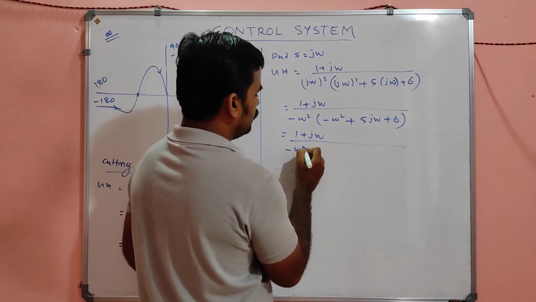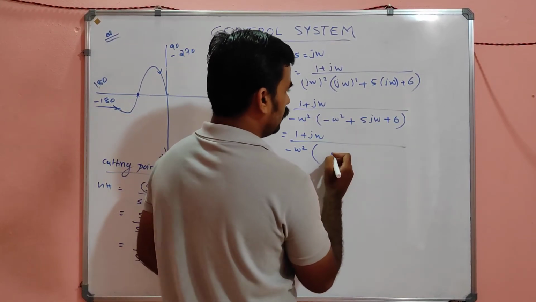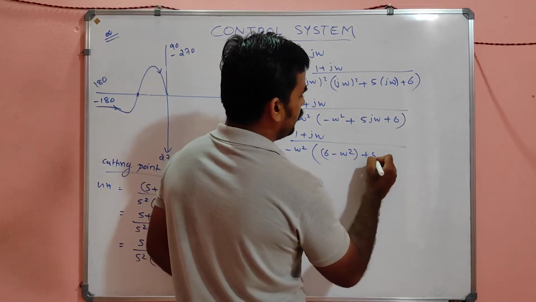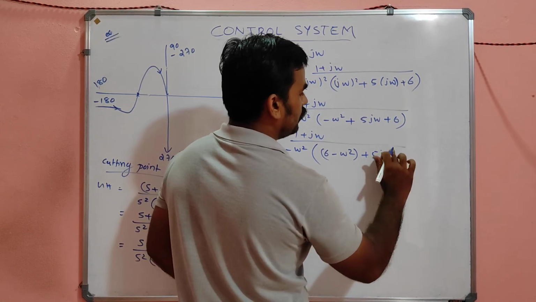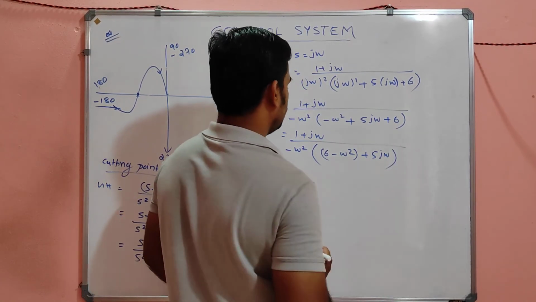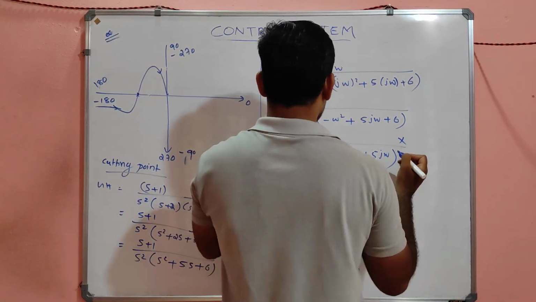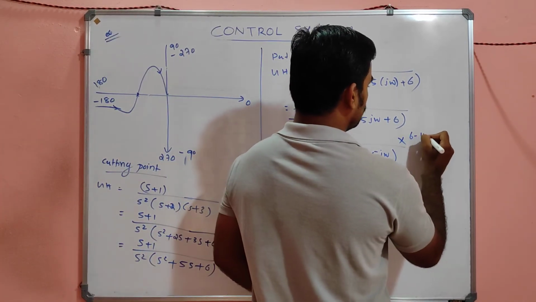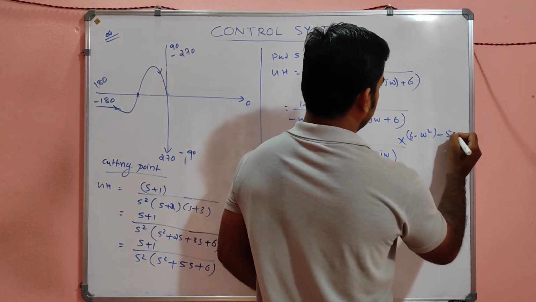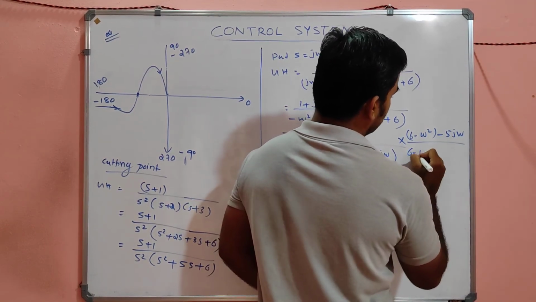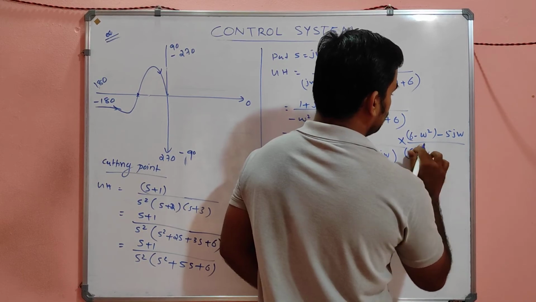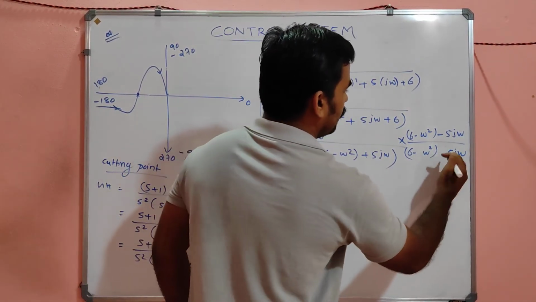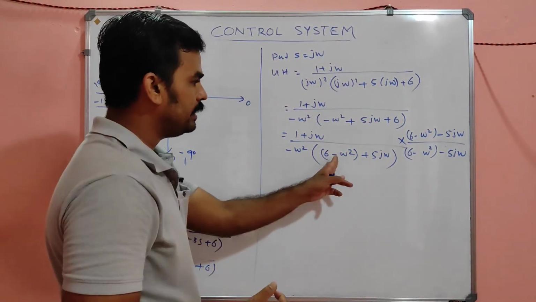So it will become (1 plus j omega) divided by minus omega square. Keep it there outside. Simply this one will become 6 minus omega square plus 5 into j omega. Multiply it with the conjugate, 6 minus omega square minus 5 j omega, since omega square is real. Both in numerator and denominator, it's conjugate.